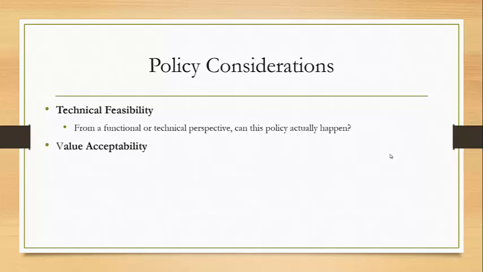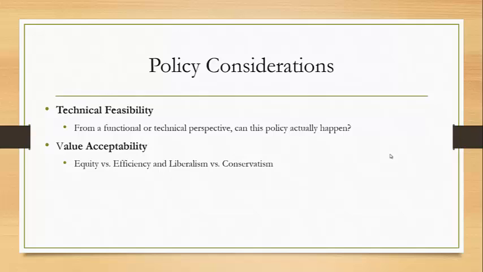The next is value acceptability. And so we talked about values. We talked about values a little bit at the end of Unit 1, right? But these are the things that the public believe to be important. So for example, we talked about equity versus efficiency, liberalism versus conservatism. And so we have to consider: are the policies that we are considering likely to be accepted by the public? Are they consistent with our values?